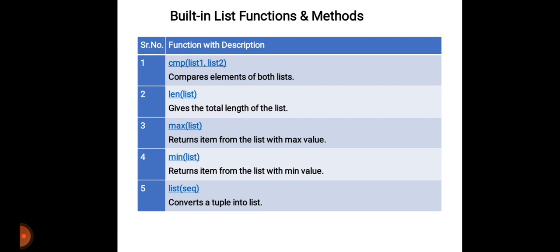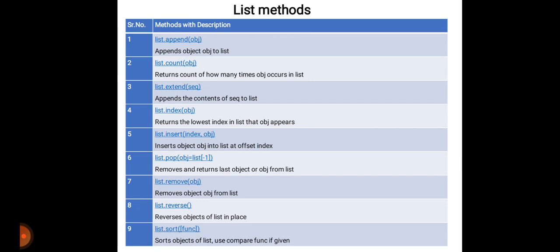Then here are some other list methods. Python includes some list methods with these descriptions, there are 9 descriptions like this, so we will see them also. First one is list.append(obj) means what? It appends the object obj to the list.